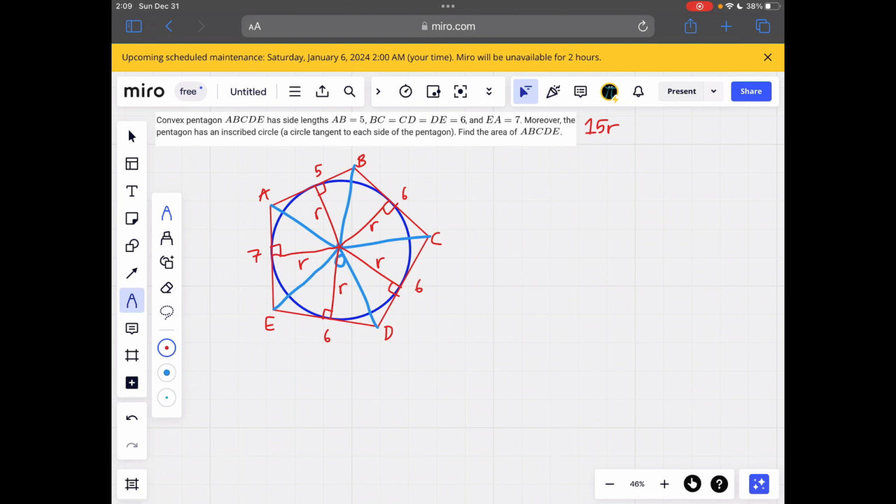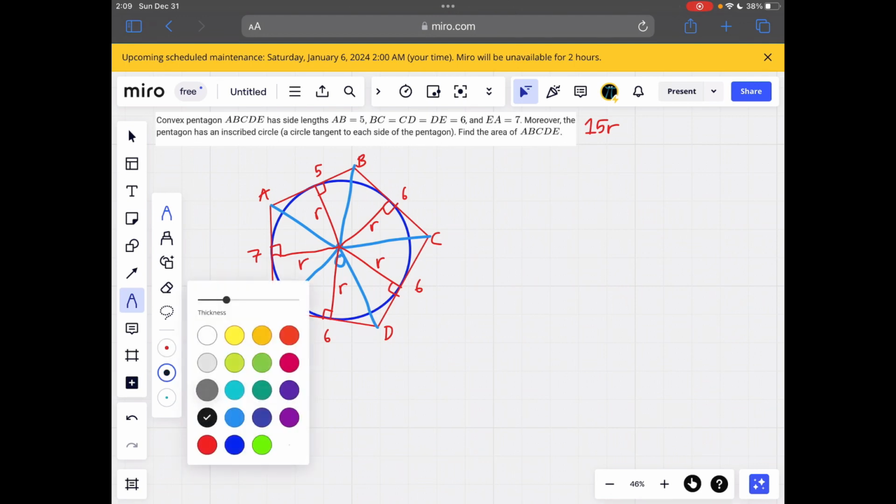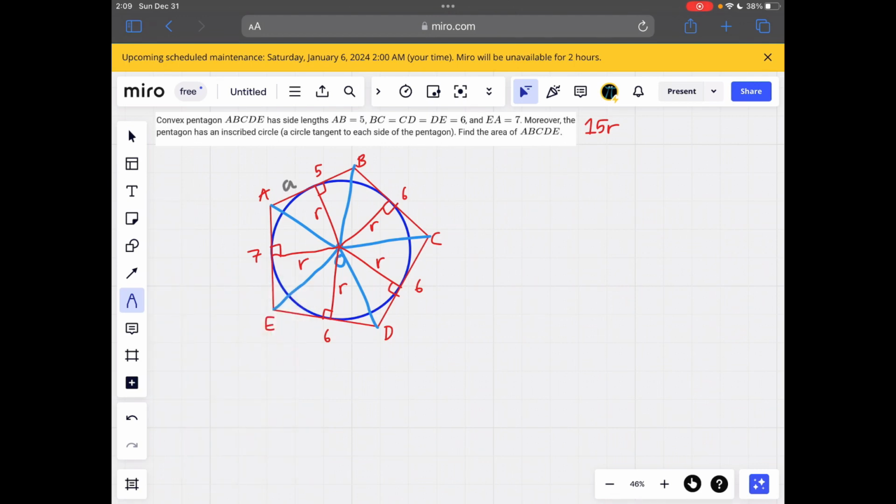So let's call them little a, b, c, d, and e. The tangents from A have length little a, and similarly for B, C, D, and E. So we get that a plus b is equal to 5. b plus c is 6. c plus d and d plus e are also 6. e plus a is 7.